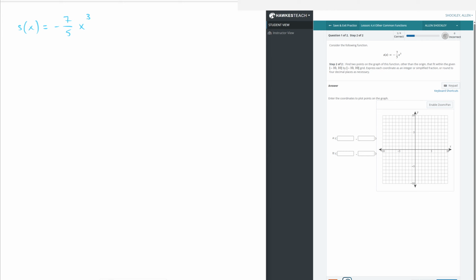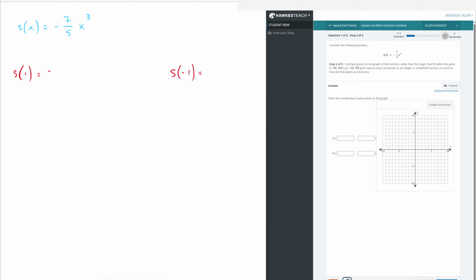I can't use 0 as much as I would love to, and generally what I would say is always use 0. It's a great number to pick. For us, though, it wants two numbers, so let's just give it two very easy numbers to work with. One of those numbers, let's find s of 1, and then let's find s of negative 1.